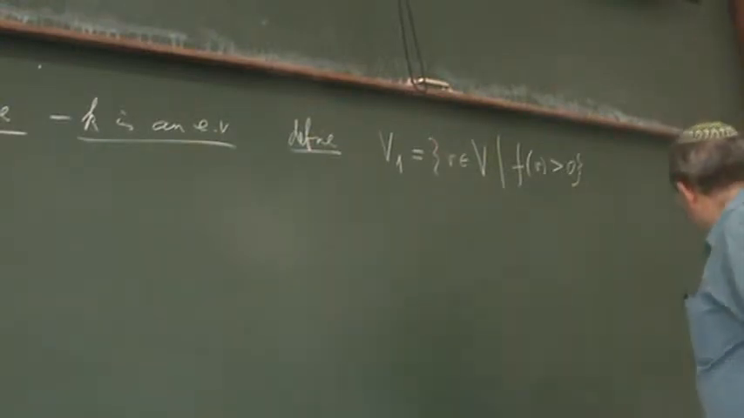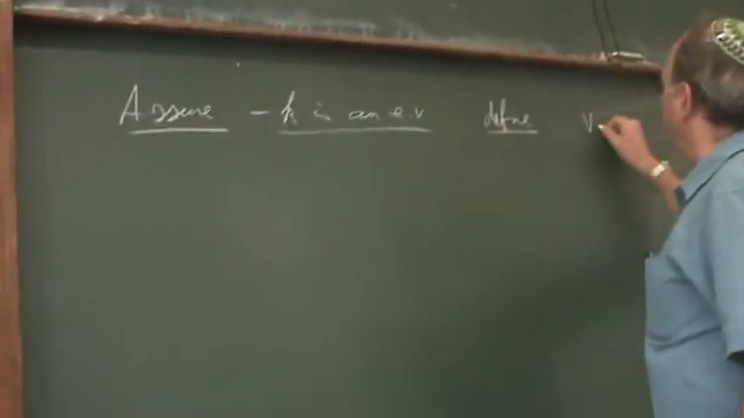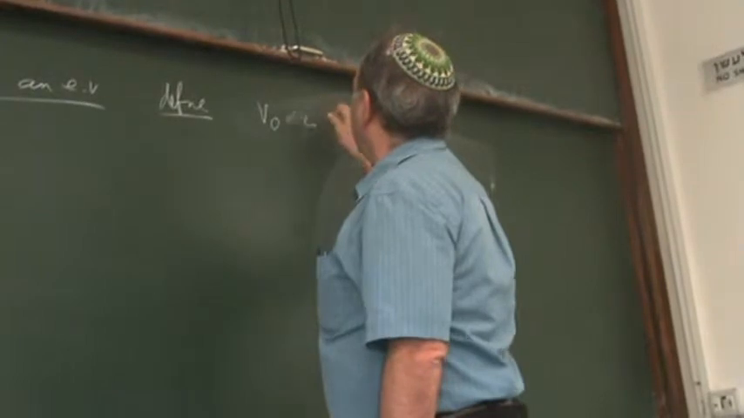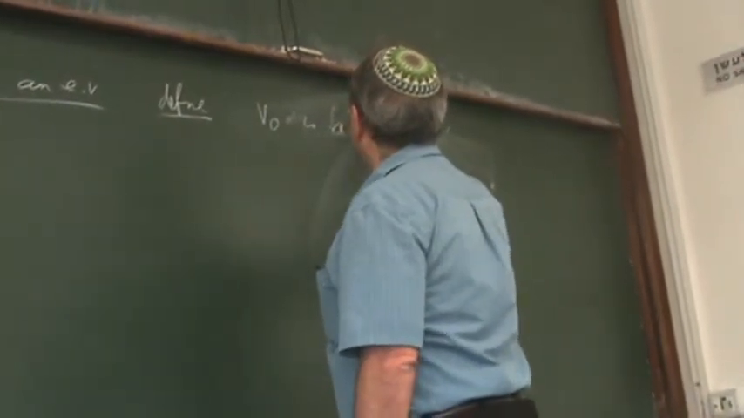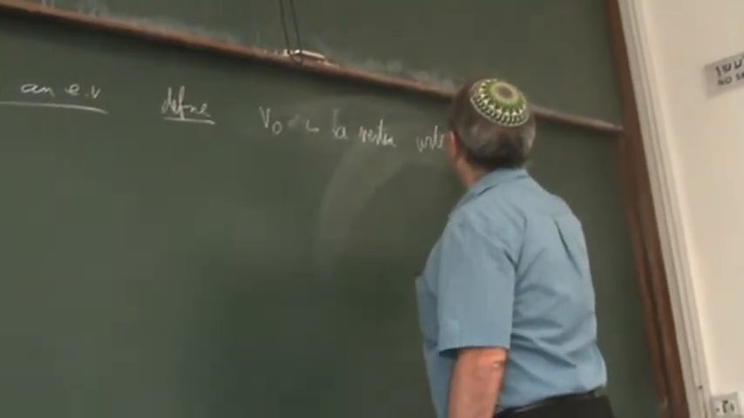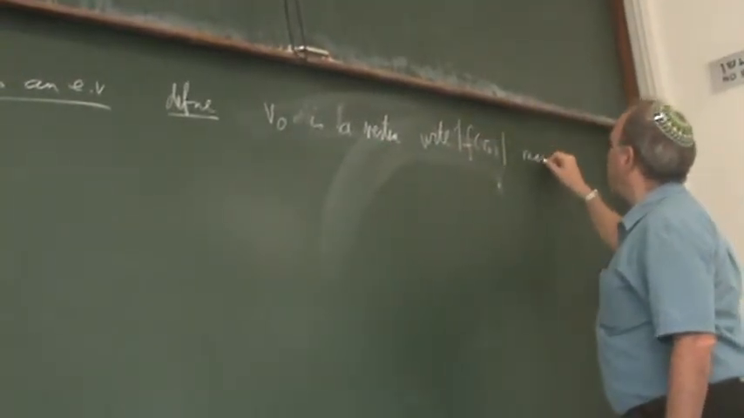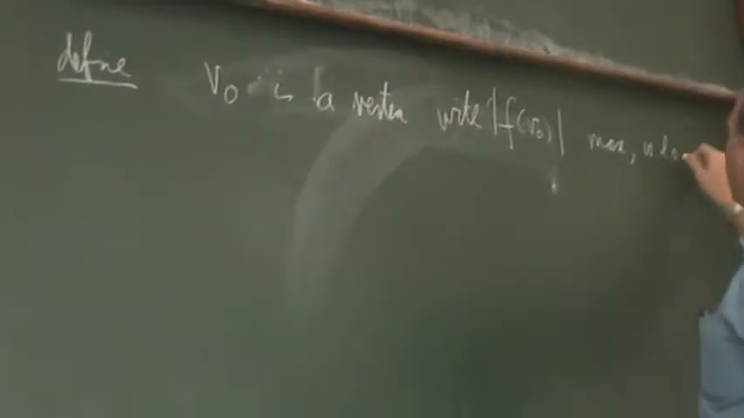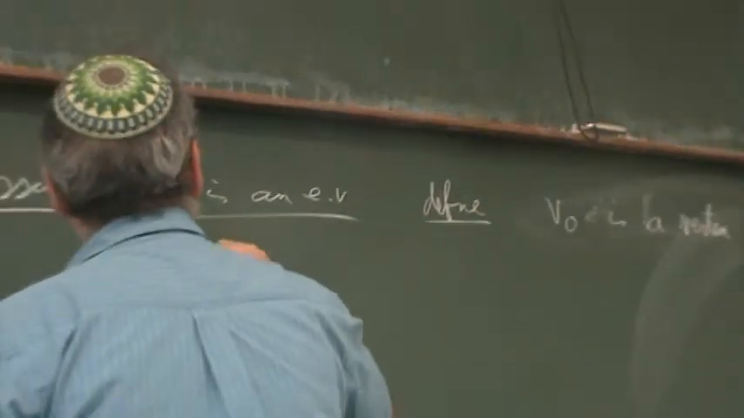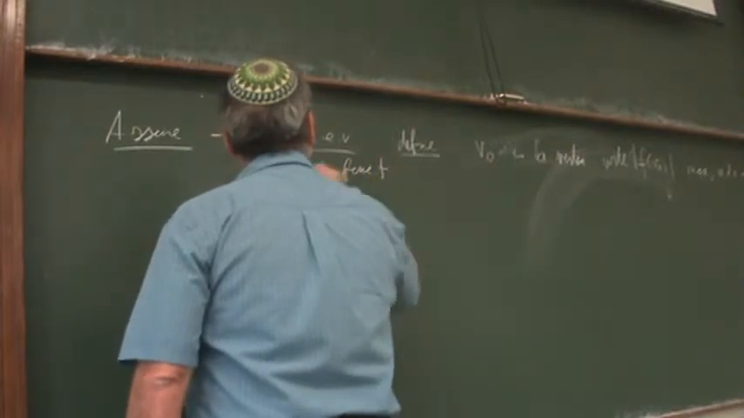No, okay, I don't need this. I'll do it after that. Define v naught to be the point, a vertex, with f of v naught in absolute value maximal, where f is an eigenfunction with eigenvalue. Let's assume that that's what we have.